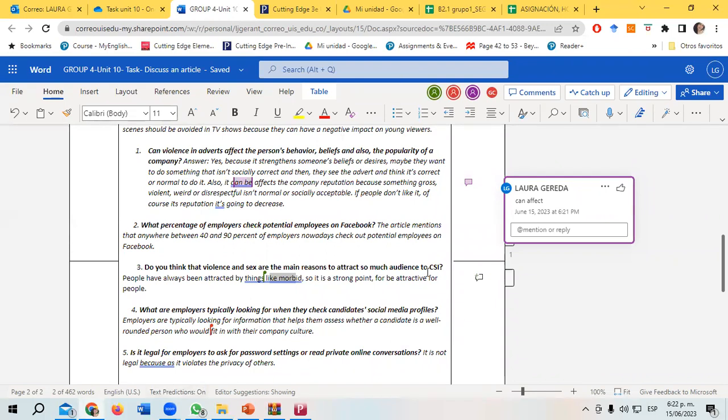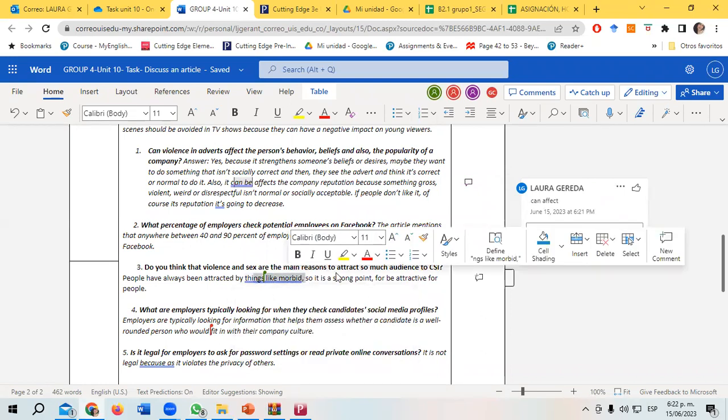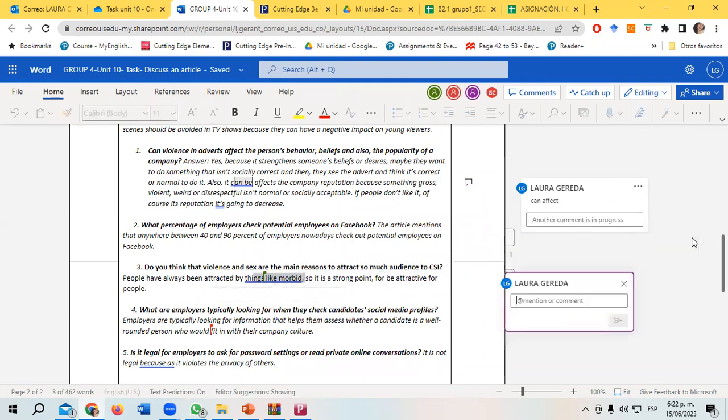And the last one, is it legal for employers to ask for password settings or read private online conversations? It is not legal because it violates the privacy of others. Okay, violates the privacy of others. Okay, we have some corrections, for example, here: "by morbid things," not "by things like morbid."